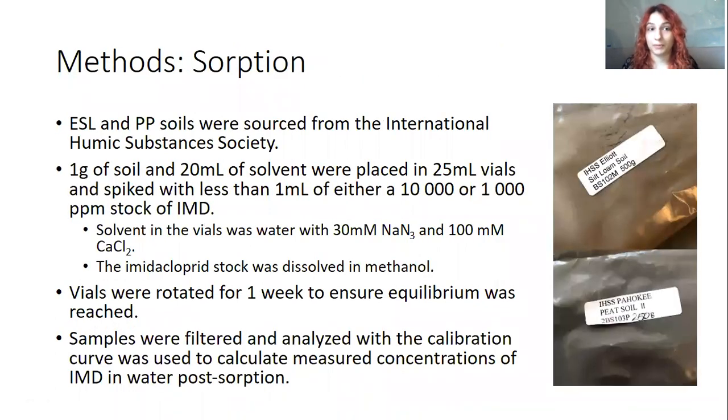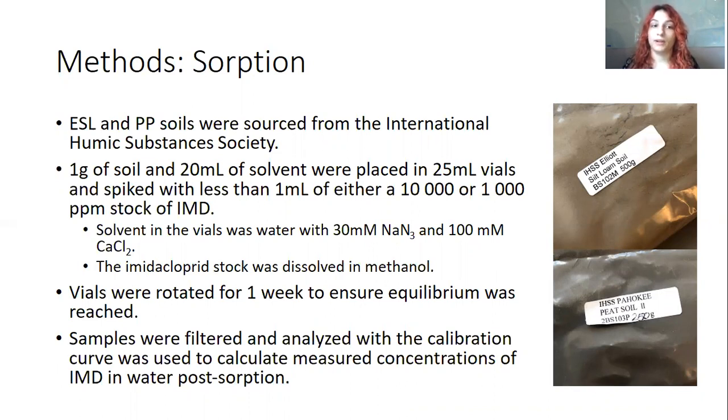And then we moved on to our sorption experiment. So we used Elliott Silt Loam and Pahokee Peat soils from the International Humic Substances Society. What we did is we had these 25 milliliter vials, put roughly 1 gram of soil and 20 milliliters of solvent in there, and then we spiked it with imidacloprid stock.